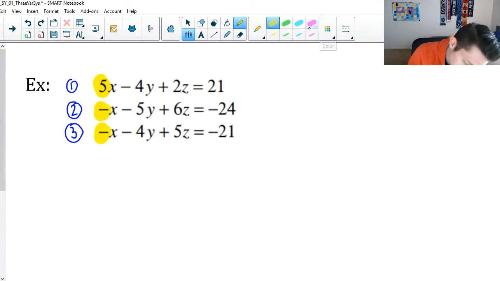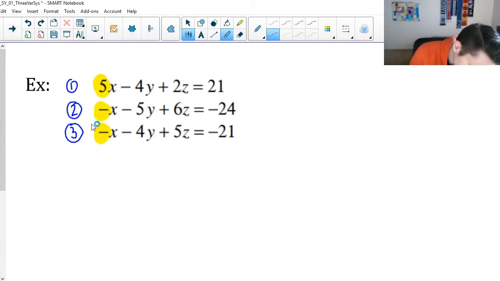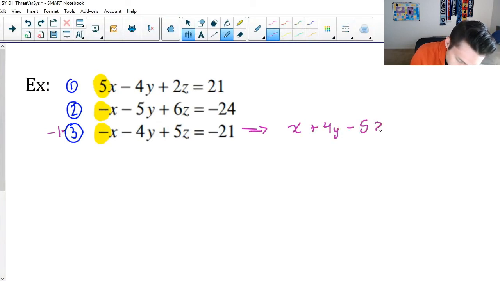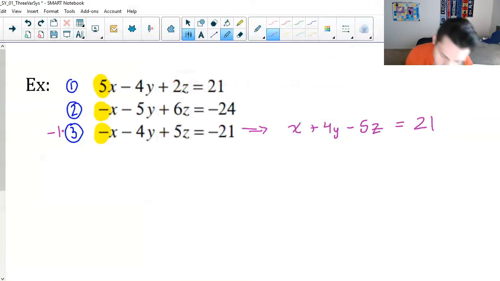So I am going to go through. Let's first do equation 2 and 3. I'm going to take equation 3 and multiply it by -1. So that would give me x plus 4y minus 5z equals positive 21. And that second equation, I'm just going to leave it alone.